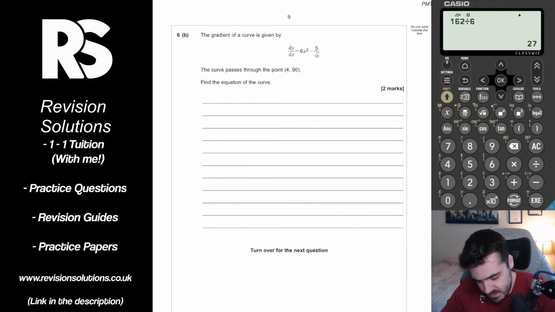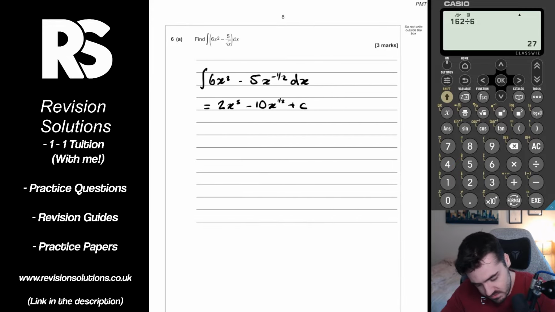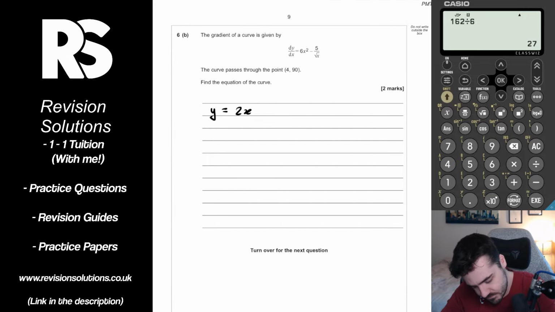Then it says the gradient of the curve is given by this. Well, we've just found the integral of that, which is the first part of finding the curve, so let's go back and get our answer. So 2x cubed minus 10x to the half plus c. Then what we need to do to finish off our equation for the curve is sub in this point to find plus c.